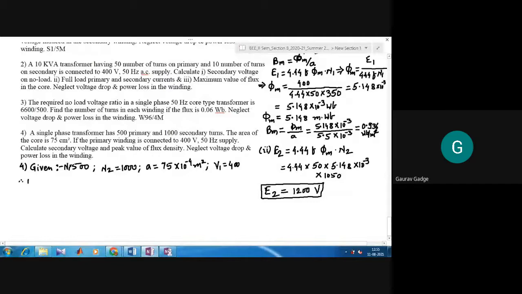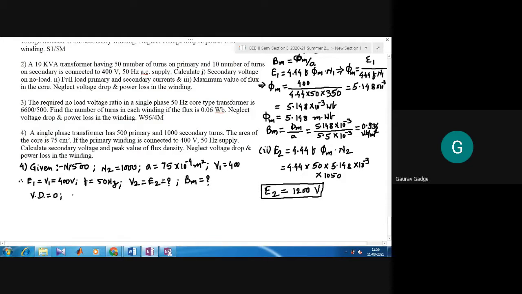So therefore, what we can write is frequency 50 Hz. Okay, calculate the secondary voltage and peak value of flux density. Secondary voltage V2 is also equal to E2. So V2 and E2 both are question mark. And peak value of flux density. Peak value means the maximum value of flux density, so it means Bm. So this particular numerical is of the same pattern which we have already attempted. Neglect voltage drop, so voltage drop is equal to 0.